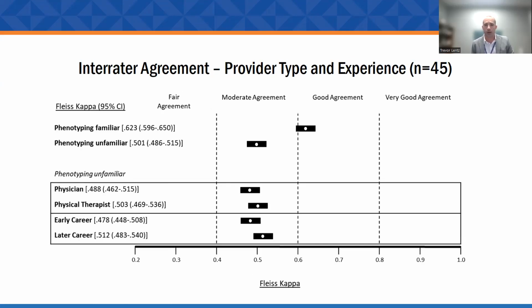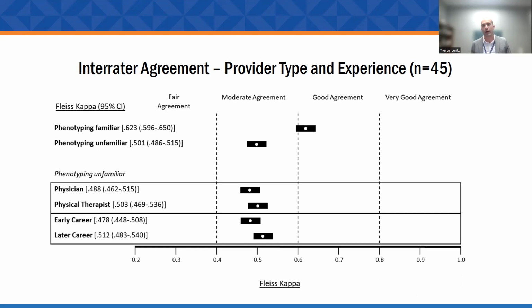We also had some survey respondents that were somewhat familiar with phenotyping, and those that had some familiarity did a little bit better in terms of their agreement. We really didn't see a major difference between physicians and physical therapists, or people that were early or later in their career. So what this suggests is that by giving healthcare providers more information about the patient and educating them on phenotyping, we could potentially optimize the level of agreement that people have.